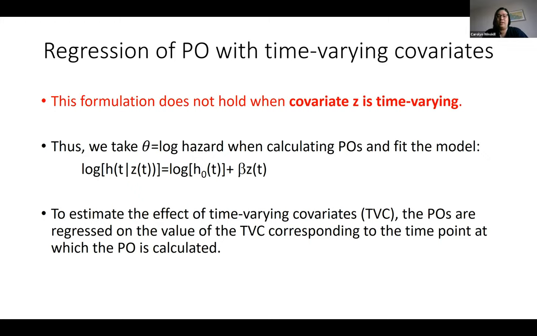However, there is an issue when you try to analyze this form of the Cox model that I just showed here when your covariate is time varying. So our solution was, instead of using the survival function as the theta, we used the log hazard to calculate the pseudo observation. So we could fit this model with your covariate, represented by Z, as a time varying covariate. And because you have multiple pseudo observations at different time points calculated for each person, you can regress the value of the time varying covariate that corresponds to the time point at which the pseudo observation is calculated, in this generalized linear model to estimate the effect of this covariate.